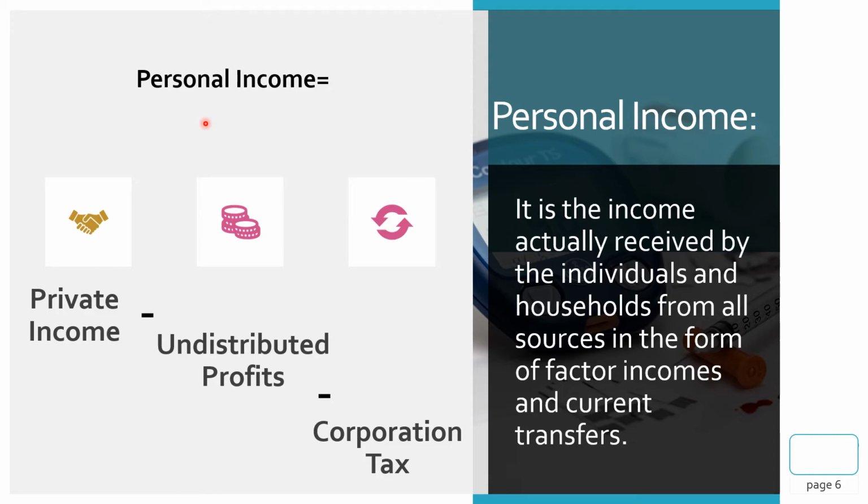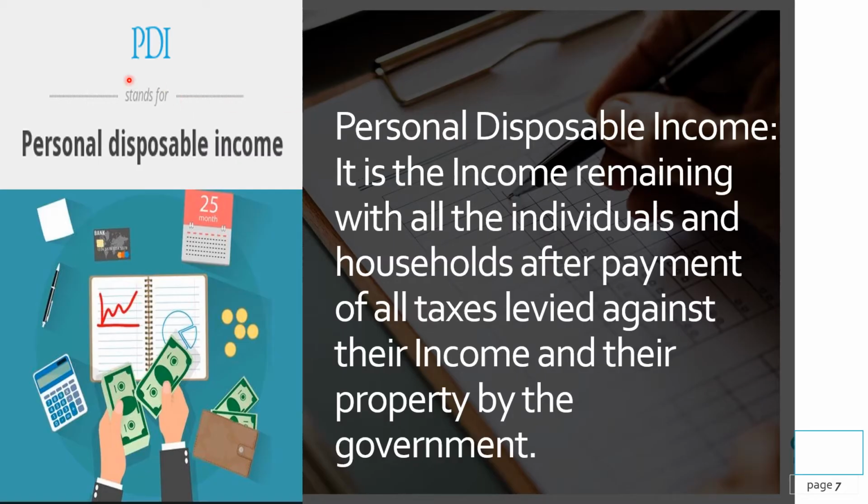And the next concept is PDI, which stands for personal disposable income. What is personal disposable income? It is the income remaining with all the individuals and households after payment of all taxes levied against their income and their property by the government. So personal disposable income is what is left behind after individuals and households pay all their taxes, perhaps on their income or their property, to the government.